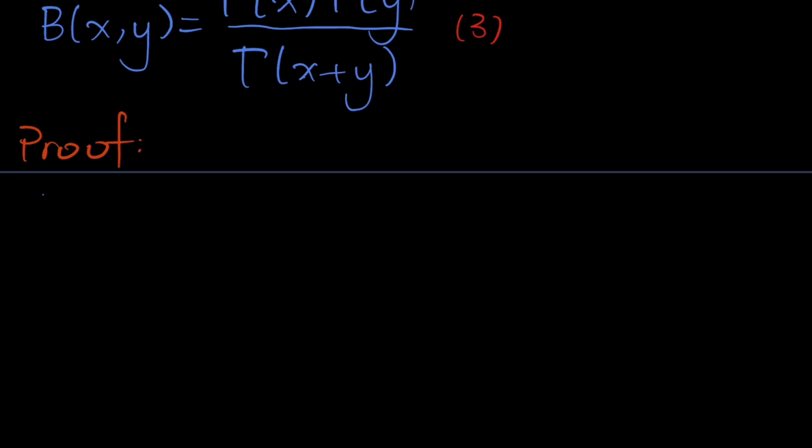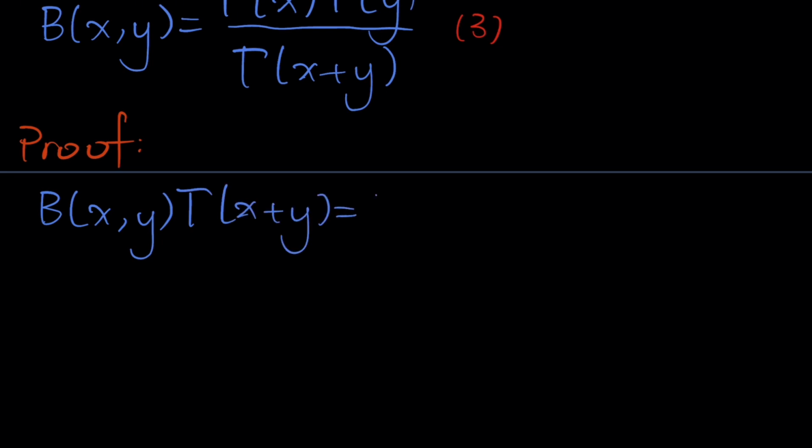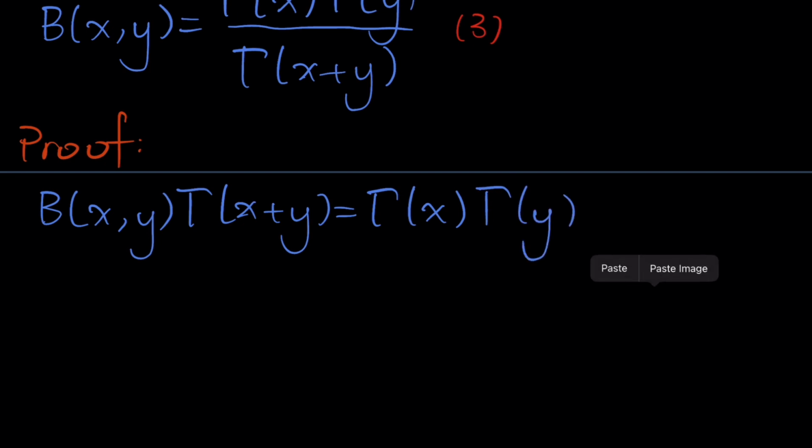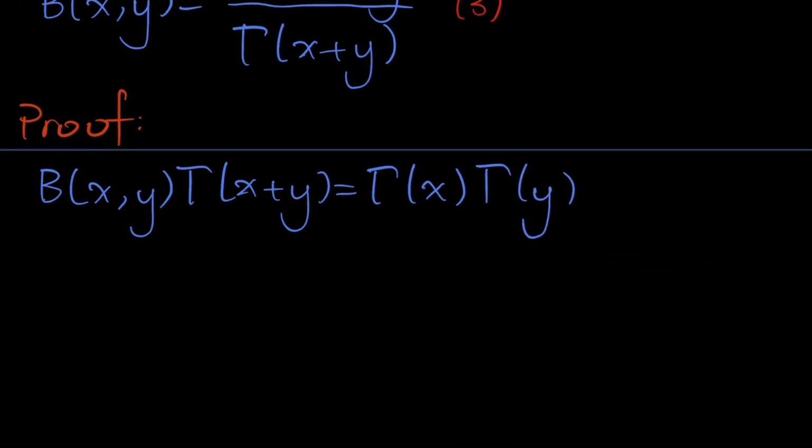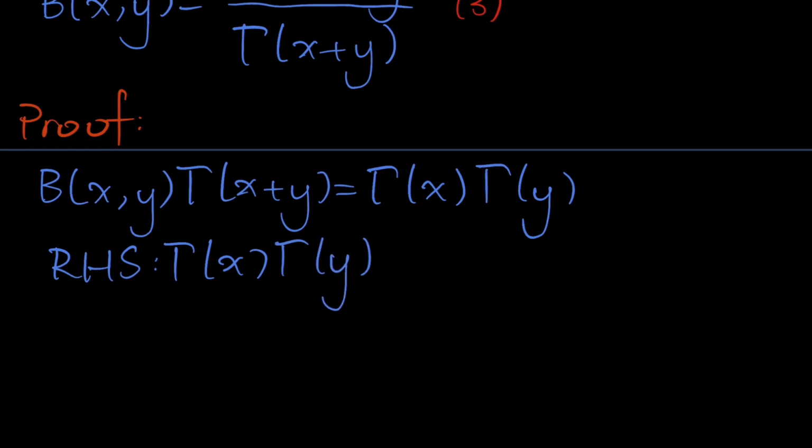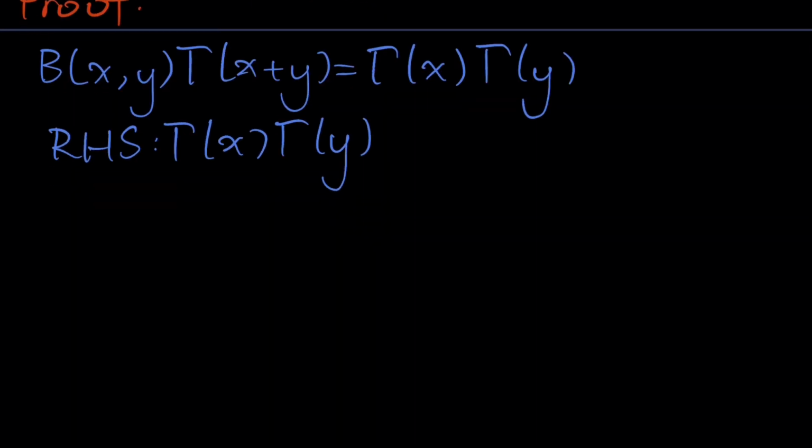So we're going to try to prove an alternate version of this. We're going to multiply gamma of x plus y on both sides, and we're going to prove these are equal. We didn't really change much, we just rearranged the terms. So let's first consider the right hand side. The right hand side is gamma of x times gamma of y. Now, what is gamma of x times gamma of y?